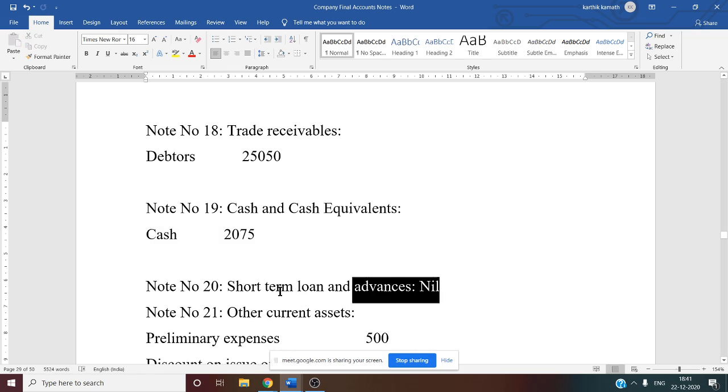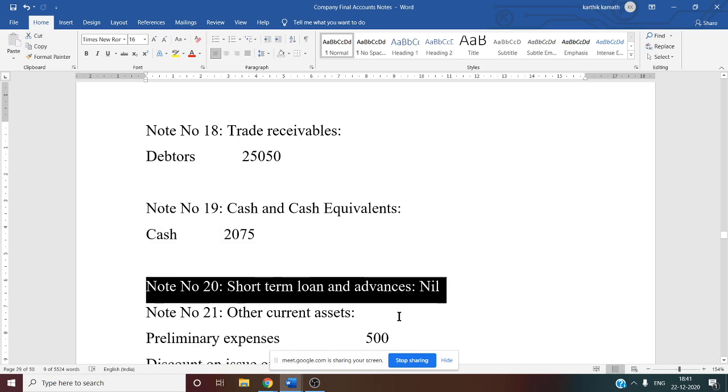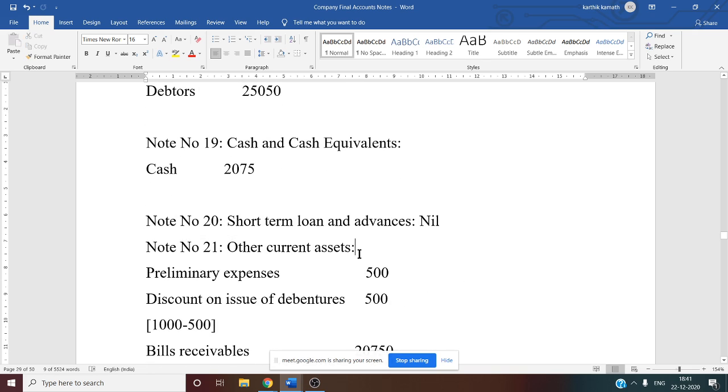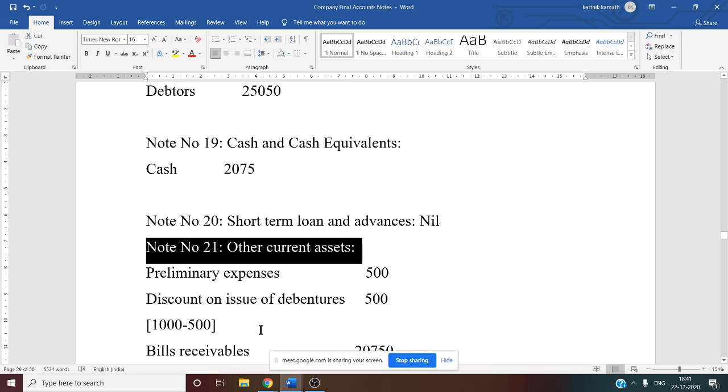Note number 20, short-term loans and advances. That is a loan given by the company to an outsider, usually for less than 1 year. That is also not given. Nil.